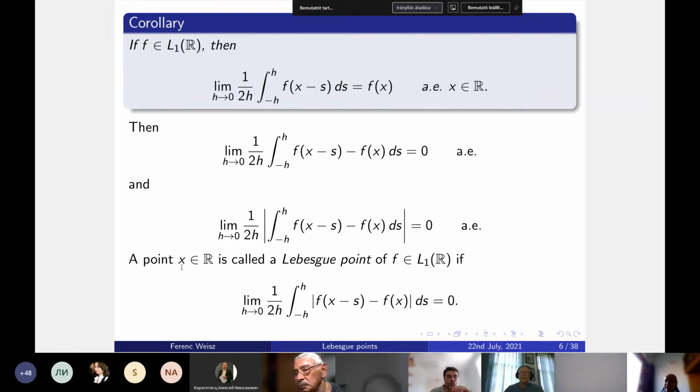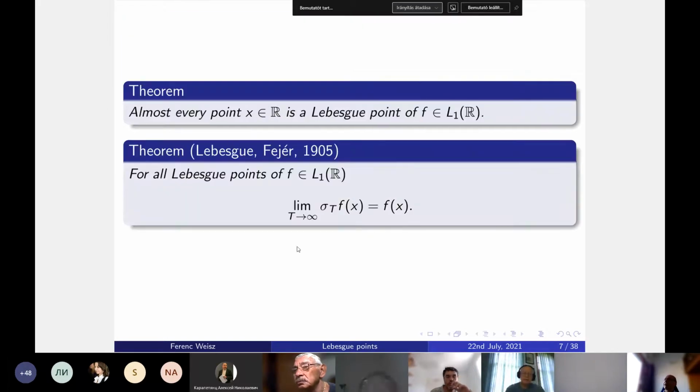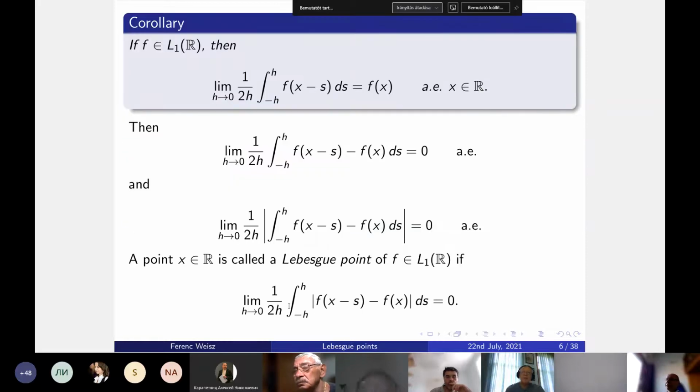We say that a point x is a Lebesgue point of an integrable function f if this limit is equal to 0. Here you can see I have taken the absolute value inside. So it doesn't follow from the previous result that this limit is equal to 0, but it holds almost everywhere. This is the next theorem: almost every point x is a Lebesgue point of an integrable function. So this limit is equal to 0 for almost every x, but not for the same x as in the previous case.